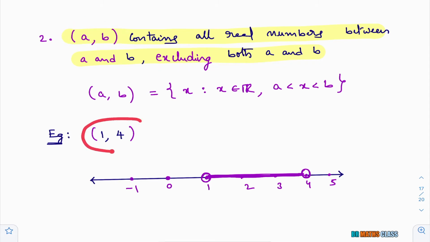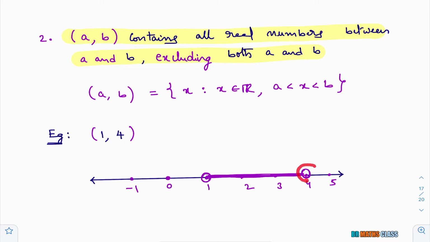You see here, this is open interval 1 comma 4. Look here, open interval 1 comma 4 contains all real numbers between 1 and 4. What about 1 and 4? You see here, at 1 I have written an open circle. This is not a dark circle. If I write a dark circle, 1 is included. But you can see here, it's an open circle. Open circle means that 1 is not included.